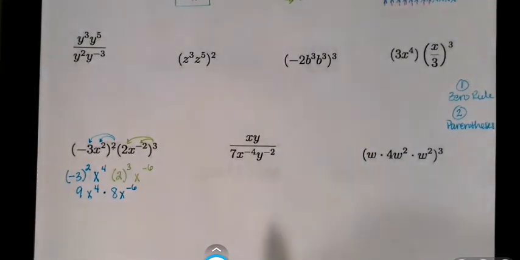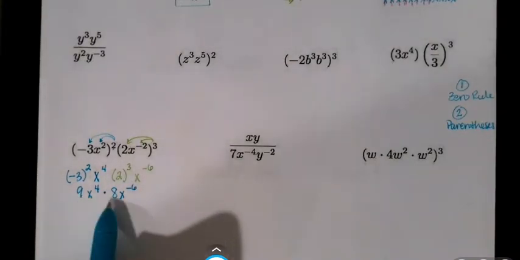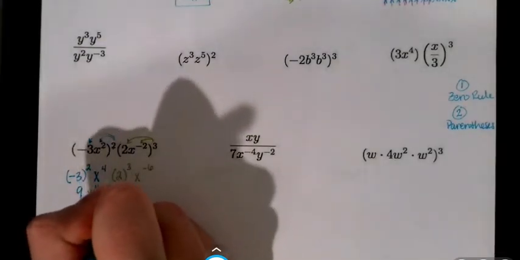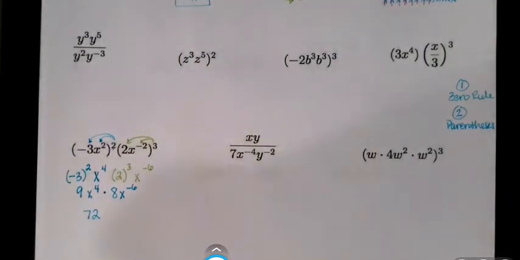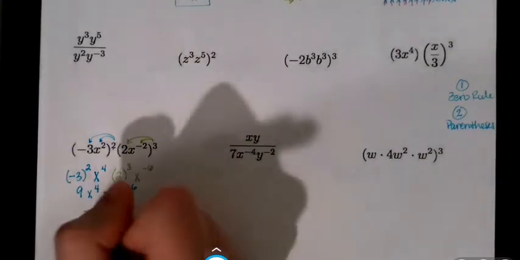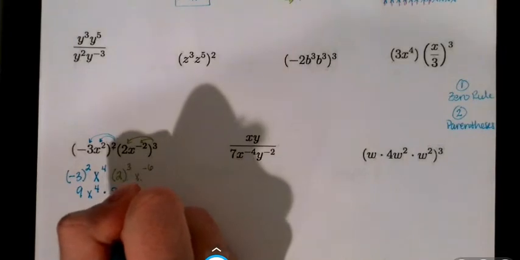If you can combine multiple steps into one, absolutely do it. So now I want to multiply my coefficients 9 times 8, and when I do that, I get 72. Then, because these are both x's, I know I can add my exponents, and I would get x to the negative second.